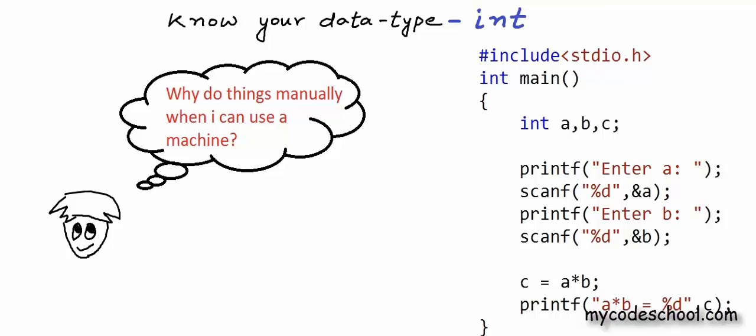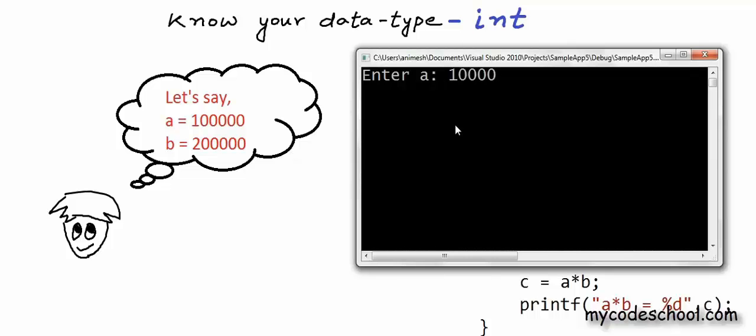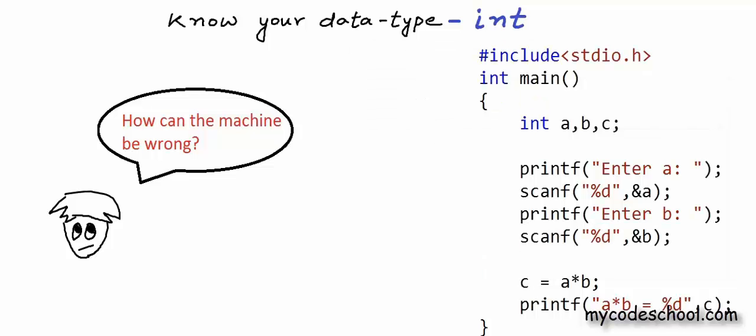Albert wants to run this program for A equal to 100,000 and B equal to 200,000. But when he's running the program, passing A as 100,000 and B as 200,000, he's getting a negative value for the product of these two positive numbers. Albert is puzzled. How can the machine be wrong? Or is it his code that's gone wrong somewhere? There's not much in the code.